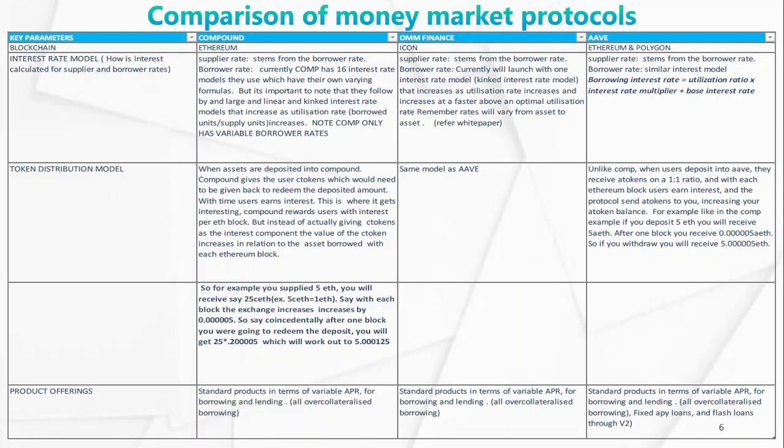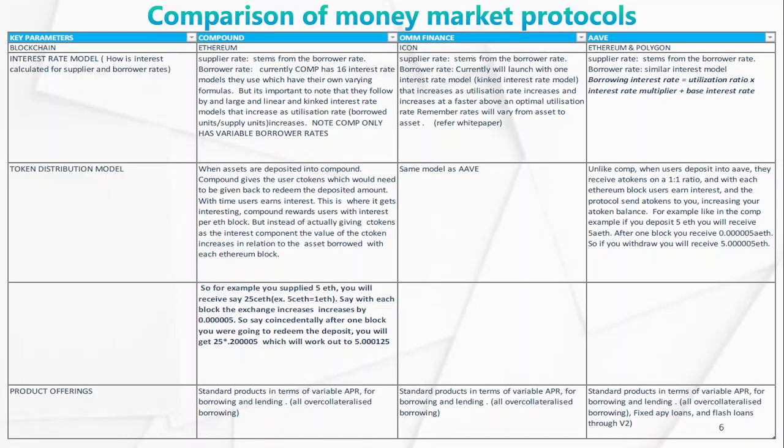So it's slightly different to the other protocols that I just mentioned here. In terms of token distribution model, this is actually pretty important because Aave and Compound: Compound gives C tokens, Aave gives A tokens. So it basically depends on the block model. They hand out rewards based on each block, which changes with time. So with Aave, it's a 1-to-1 ratio. Ohm will also follow the same model.